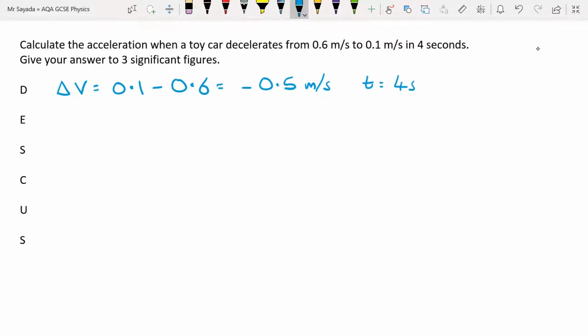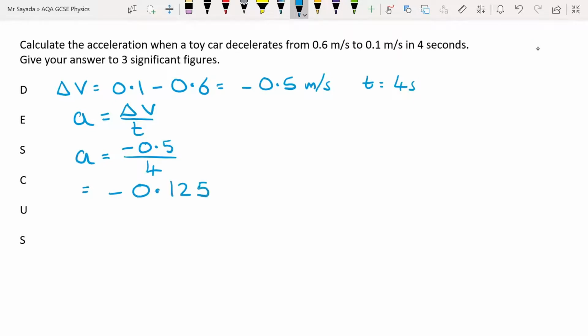I then write down my equation, E for equation. So acceleration is change in velocity over time. The next letter is S for substitution. So I replace each letter with the numbers that I know. So I don't yet know the acceleration. The change in velocity is negative 0.5. The time is 4. I then actually use my calculator, because you can always use a calculator in physics to do the calculation. So the answer is minus 0.125. U stands for units, so I need to remember the units for acceleration are meters per second squared.